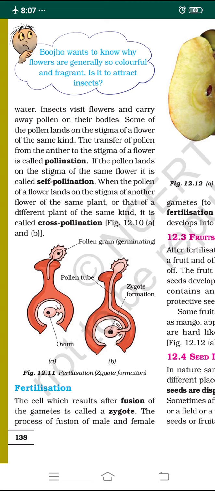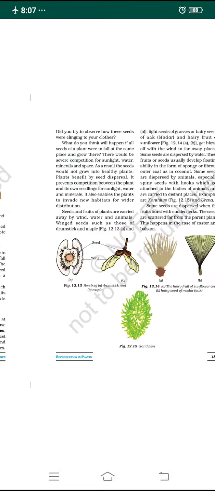but if the pollens land on the stigma of another flower of another plant, such kind of pollination is called cross pollination. So that you can observe in figure 12.10a and figure 12.10b. Let me show you with the diagram.